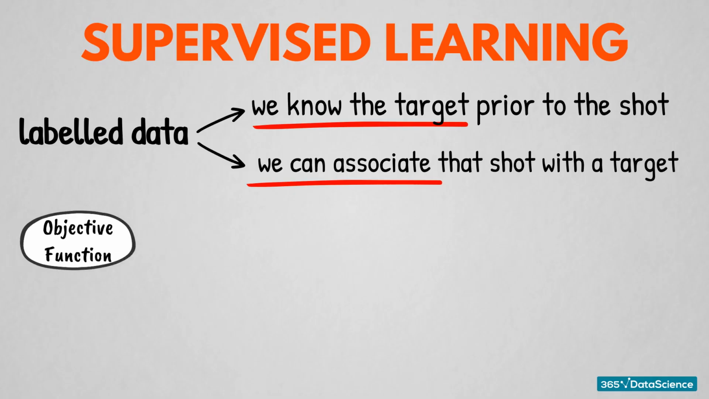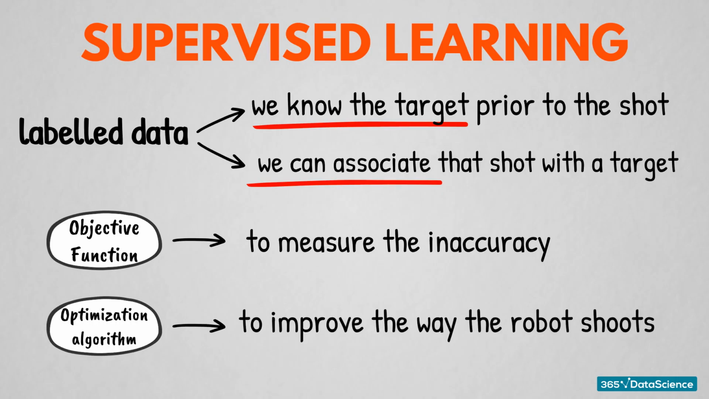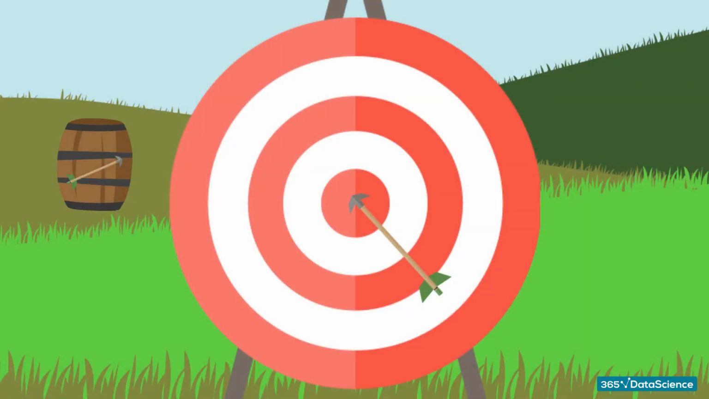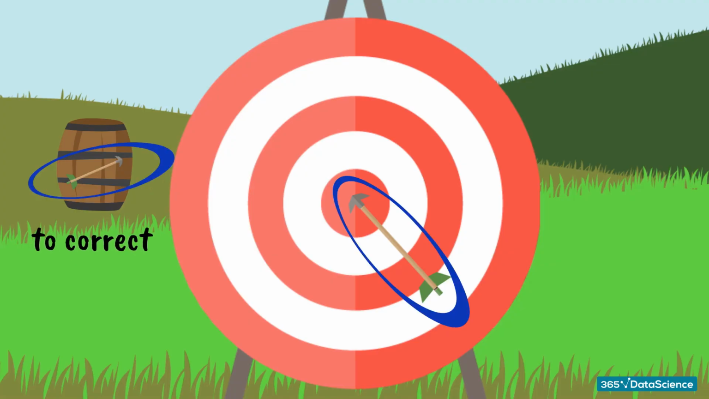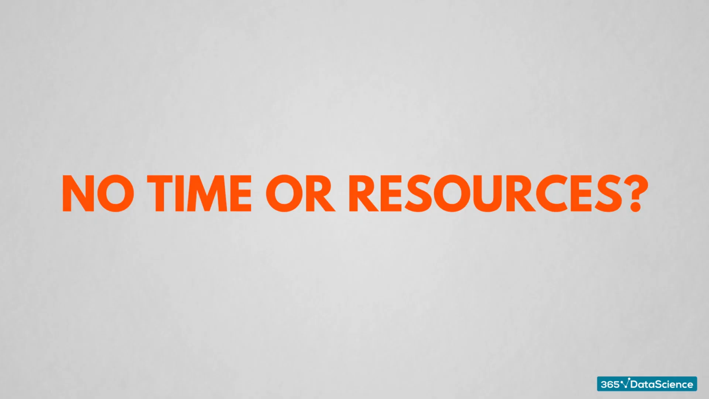This allows us to measure the inaccuracy of the shot through the objective function and improve the way the robot shoots through the optimization algorithm, something we explained in the previous video in more detail. So, what we supervise is the training itself. If a shot is far off from its target, we correct the posture. Otherwise, we don't. Great.